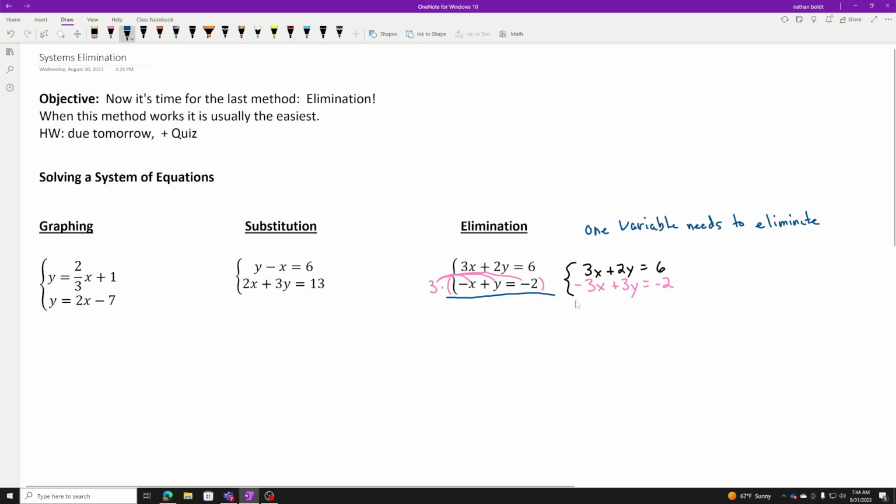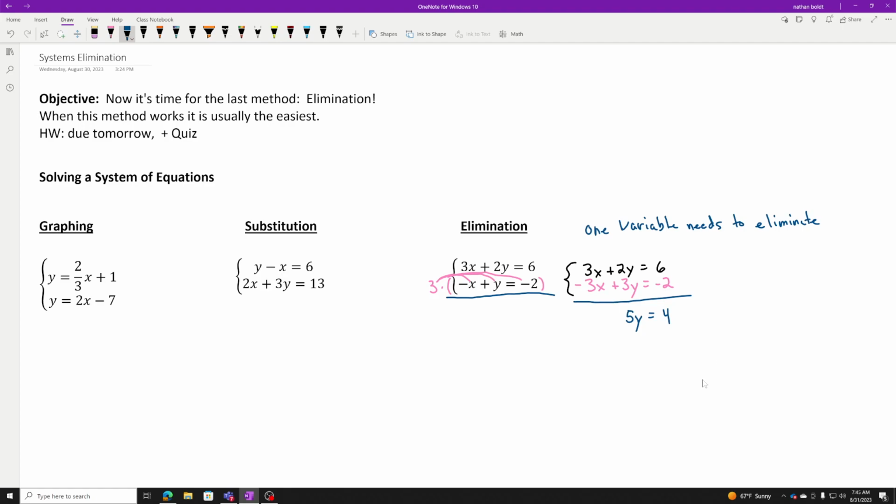So we're going to combine these two equations. Positive 3x and negative 3x goes to 0. It cancels out. In fact, I'm not even going to write anything. Over here we've got 2y plus 3y, which makes 5y. And on the other side, 6 and negative 2 makes 4.